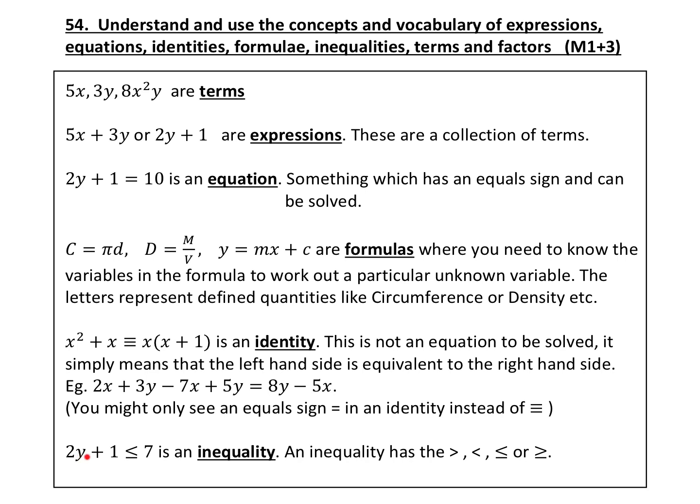Finally then we've got 2y plus 1 is less than or equal to 7, and that's an inequality. Quite easy to spot. An inequality basically has the sign less than or equal to, or greater than or equal to. So I haven't added much there, but you just need to make sure you memorize what those key words actually mean.